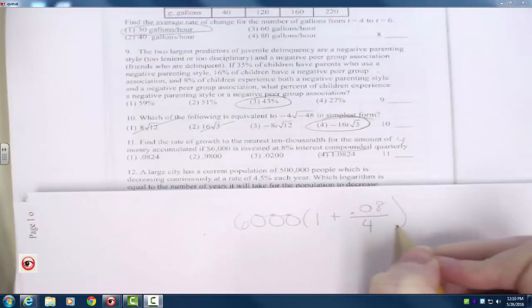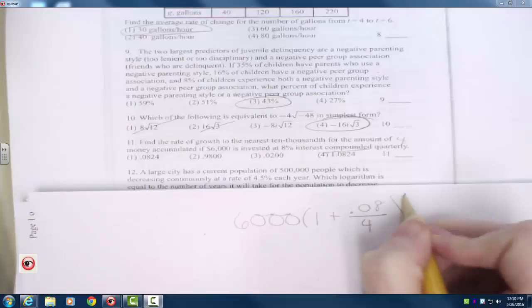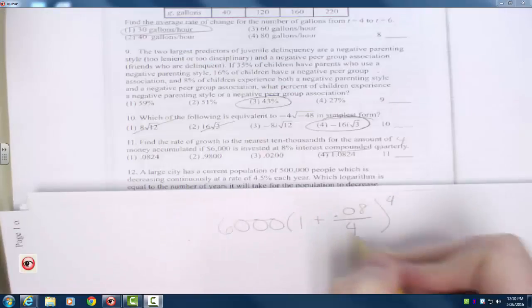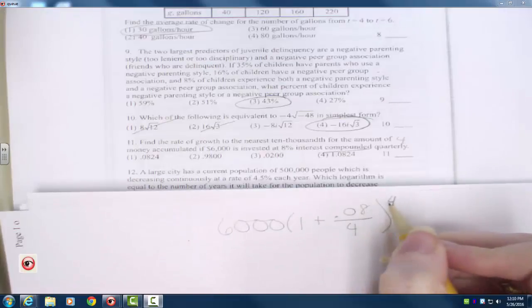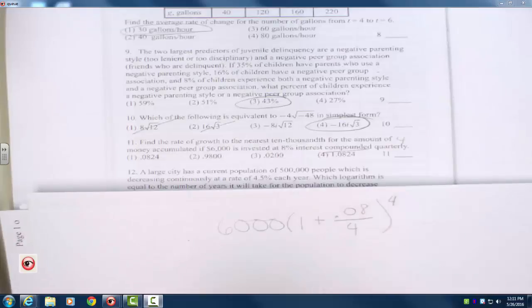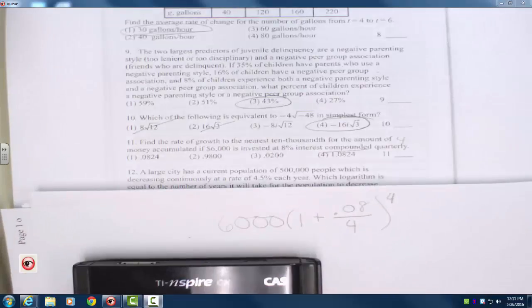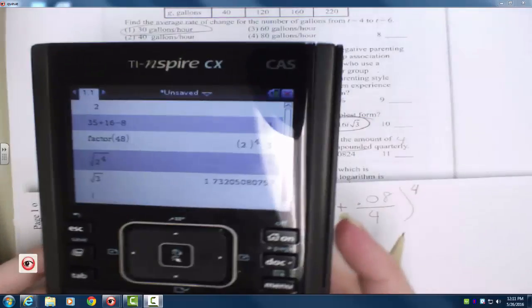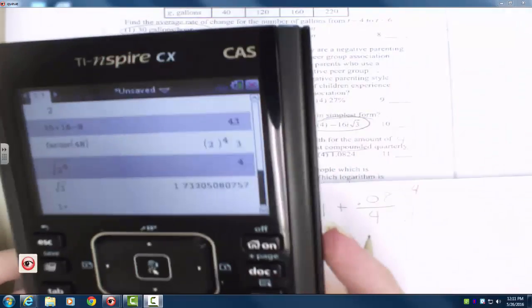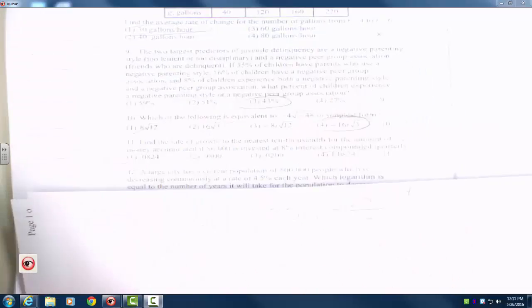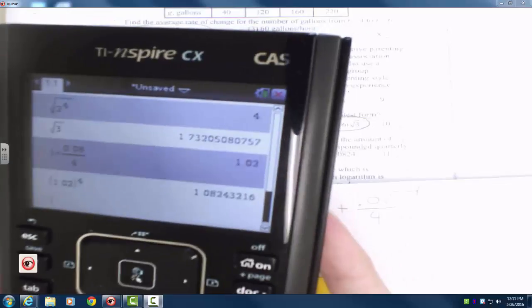And then this is how many times I'm checking in again. So this breaks it up, but then I'm checking in more often than I would if it's just annual. So the 6,000 really becomes obsolete. It does not matter when we're looking for the rate of growth. So I'm going to say, here we go, 1 plus 0.08 over 4. I'm going to raise that to the 4th, and I'm going to get that.